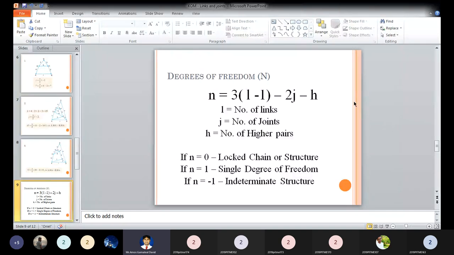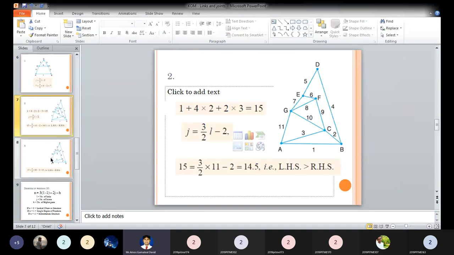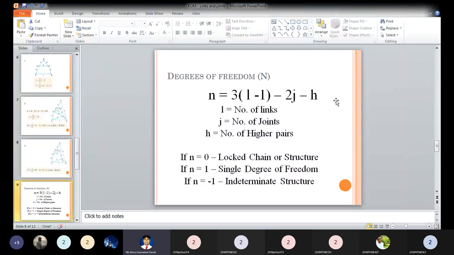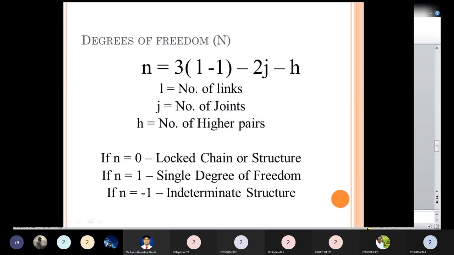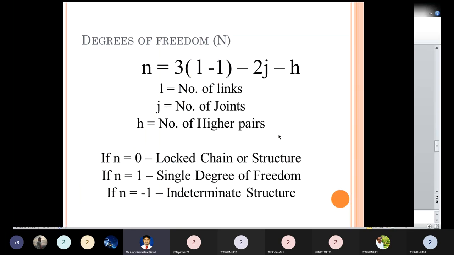So in these sums that we are dealing with, all are surface contact. These points D, C, E, all are turning pairs. Okay, all these pairs are turning pairs, so we don't have the chance to deal with higher pairs. So the H value will be 0 for now. Do you understand? What will be the H value for now? H value will be 0 for now. Clear?